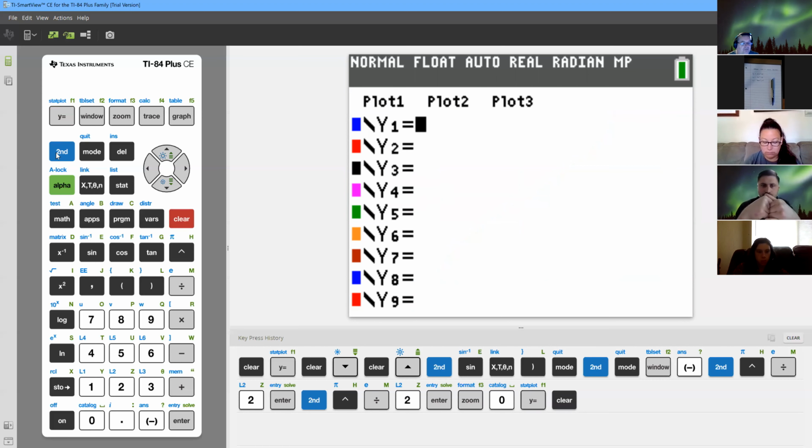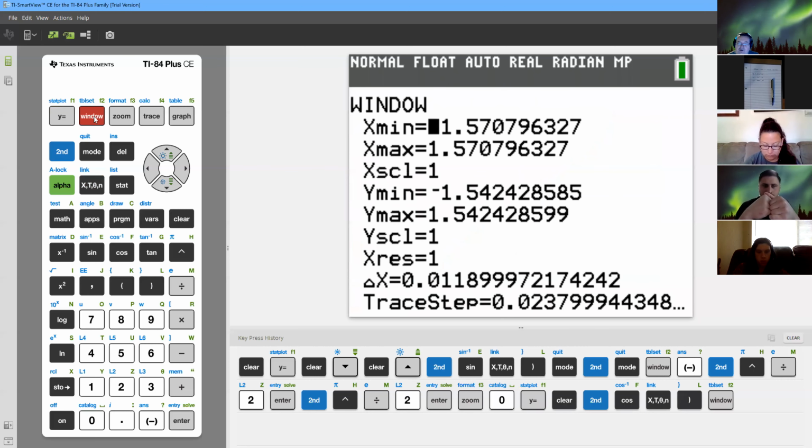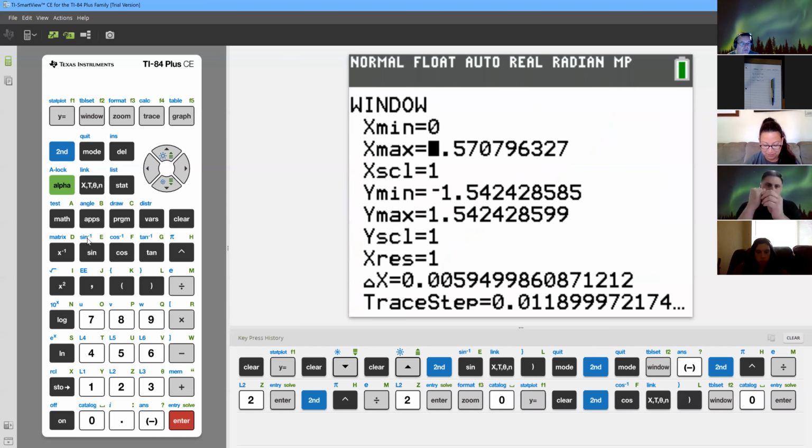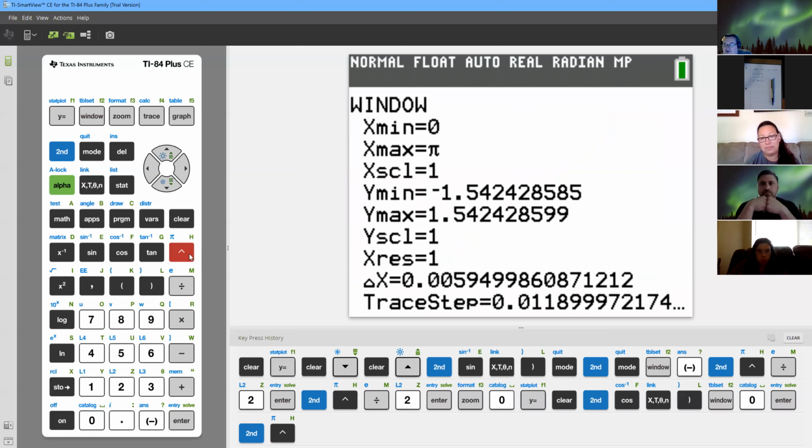If I replace that by an inverse cosine, the window changes. We use 0 to pi. So when it's an inverse cosine, positive answers you get in the first quadrant and negative answers you get in the second quadrant.